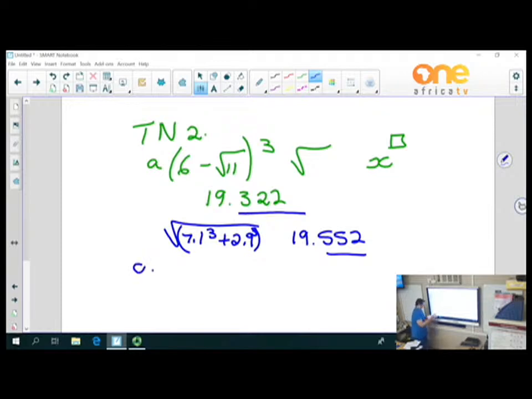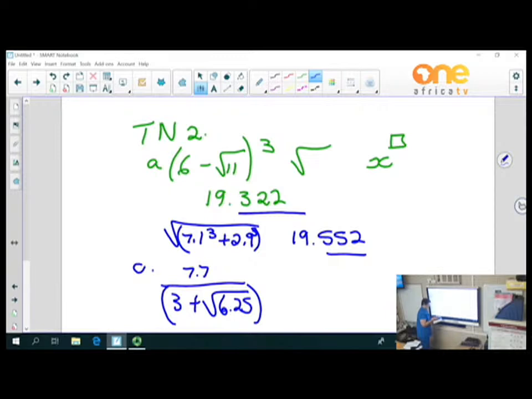Question C, 7.7 divided by 3 plus the square root of 6.25. Again, there we have to put extra brackets. So use your calculator now.